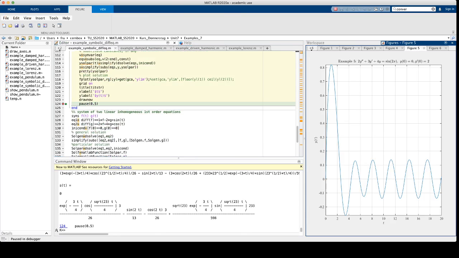And the solution, the command window, and the graphical representation on the right in figure 5. We'll talk more about driven harmonic oscillations in a later video.